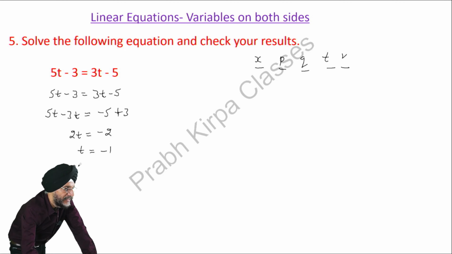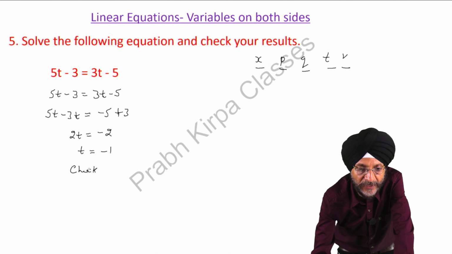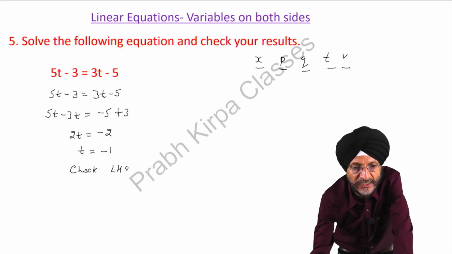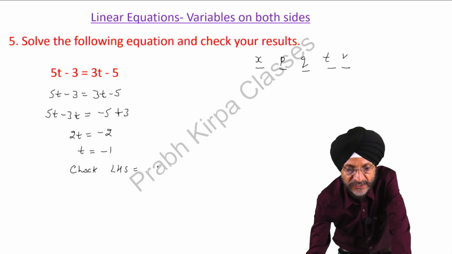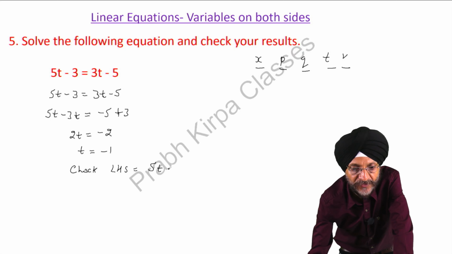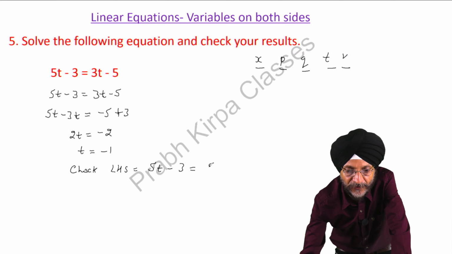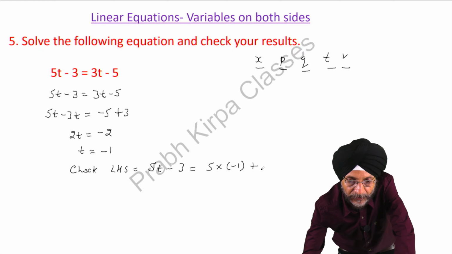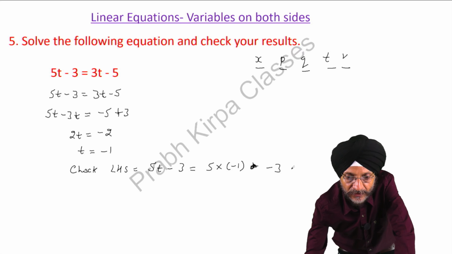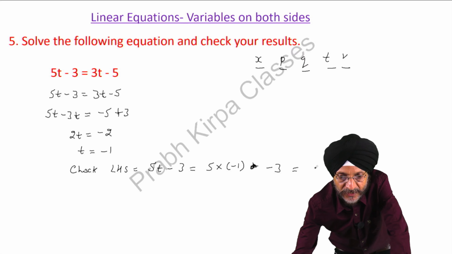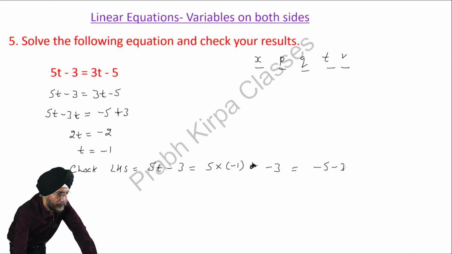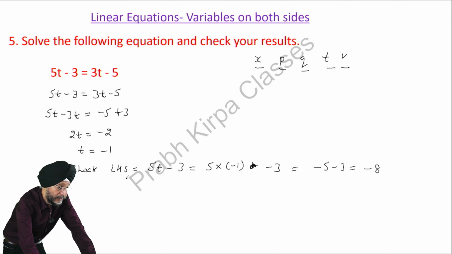So now we will check the values of left hand side expression. The left hand side expression is 5t minus 3. So we will fill the value of t. 5 into the value of t, minus 1, then minus 3. So it becomes minus 5 minus 3, it becomes minus 8. So left hand side is minus 8.